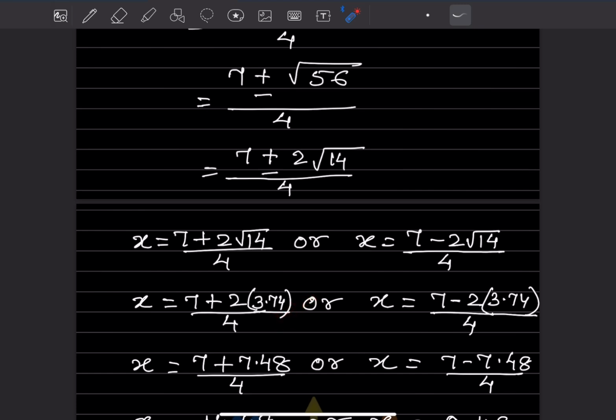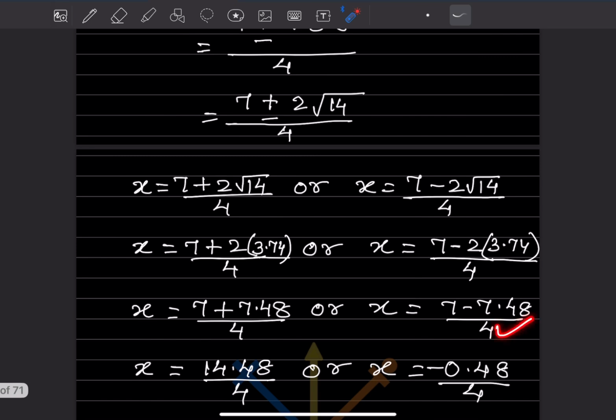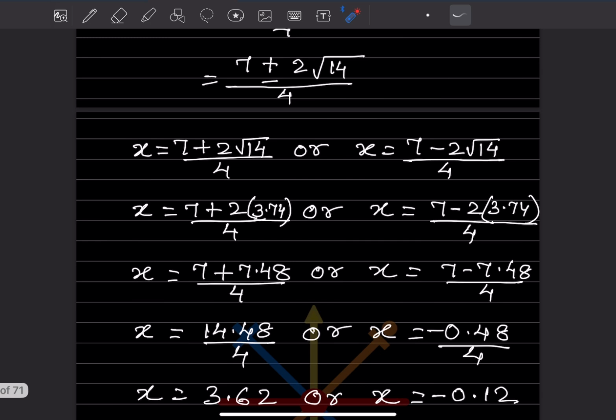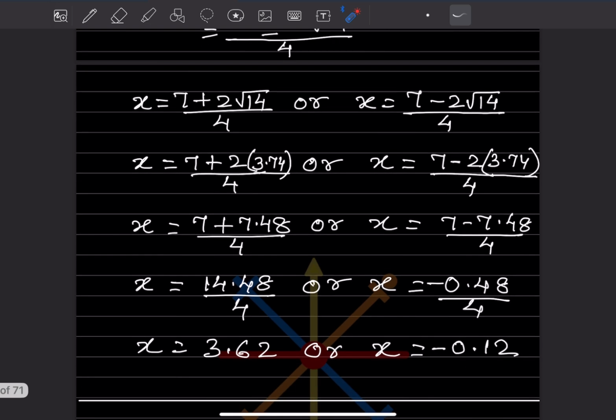So anyways, you can do it. Now you are going to take one as plus, and one will be minus. I have done it by taking this one, so my steps are here. These are the additional steps, or if you take this value directly, you will get fewer steps. Anyways, it's up to you. When you add, this will be 14.48 divided by 4, and this one will be minus 0.48 divided by 4. So here x will be 3.62, or x will be minus 0.12.